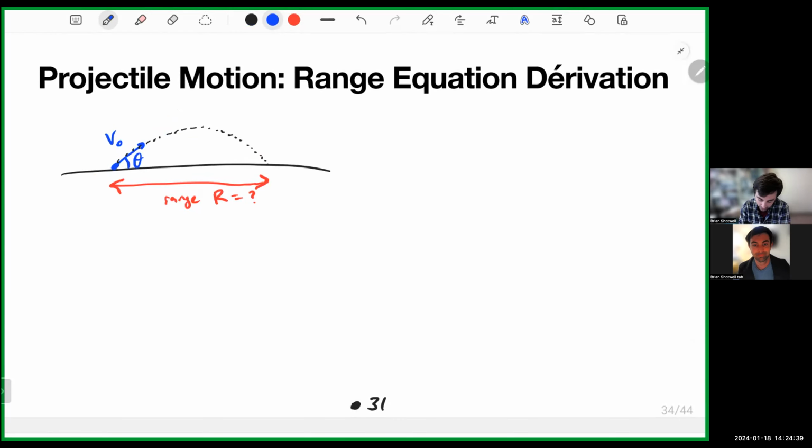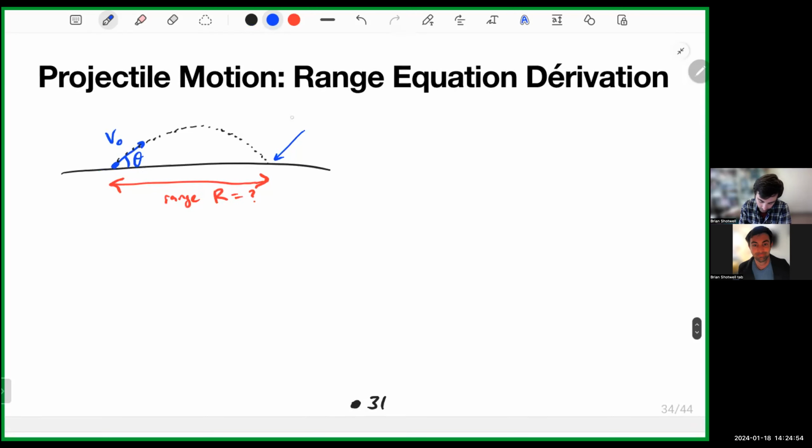And the stipulation here is that the final height has to be the same as the initial height. So this formula won't work if it landed up here on some hill, or if it went downhill. The final moment has to be at the same elevation. So y final equals y initial is important for this. I said I would give the answer, but let's just go ahead and solve and prove this. It's not so bad.